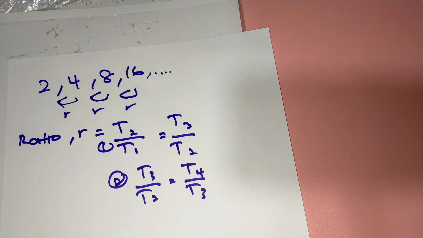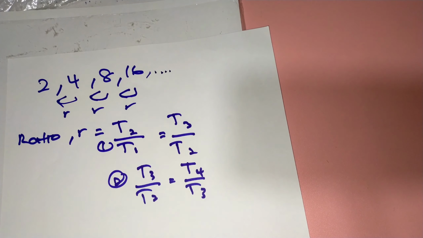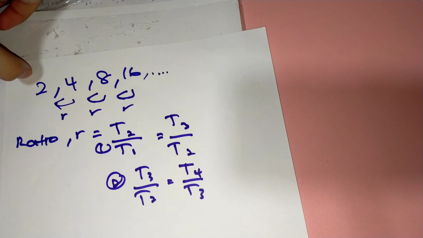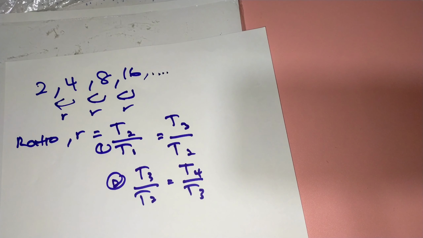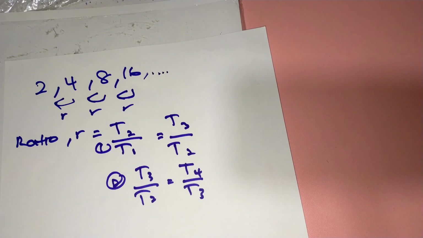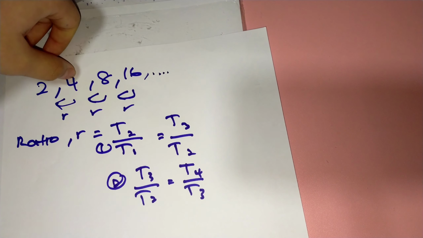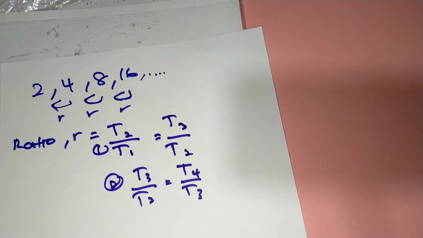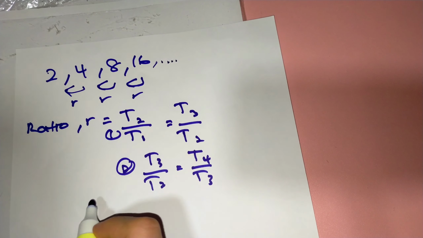So in the arithmetic progression, if we want to find the difference, we must subtract the back number from the front number. But in the geometric progression, we must divide the second term by the first term, like this. So we will find the R.